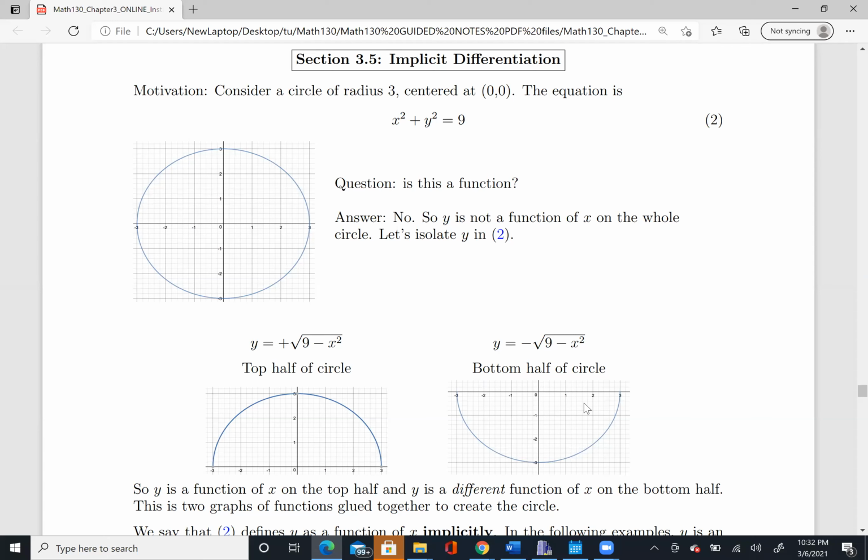Hello everyone. So I come back with section 3.5, implicit differentiation.